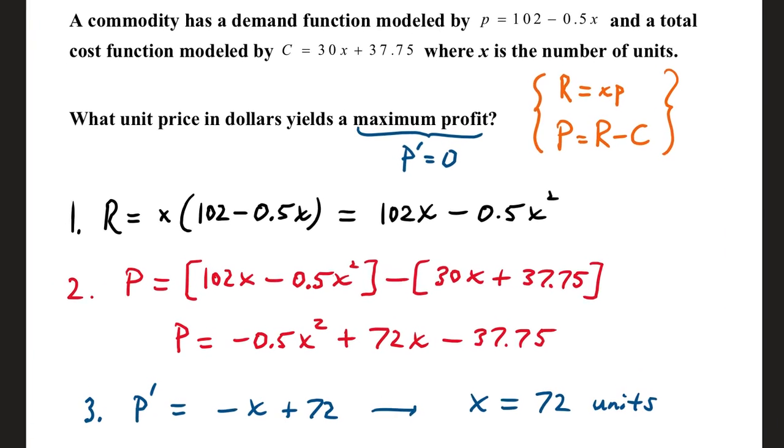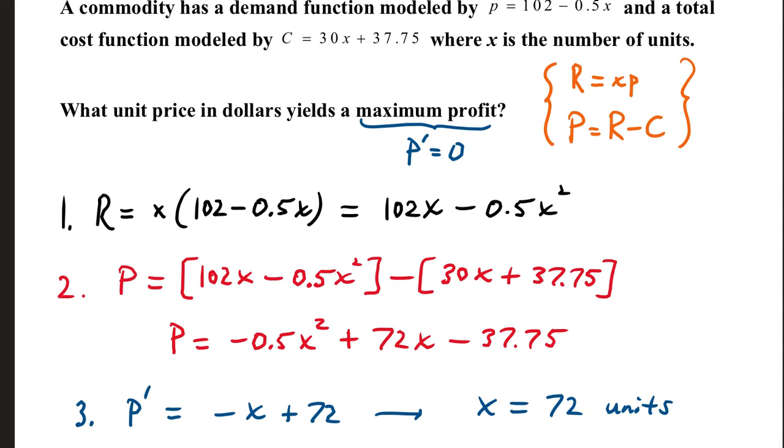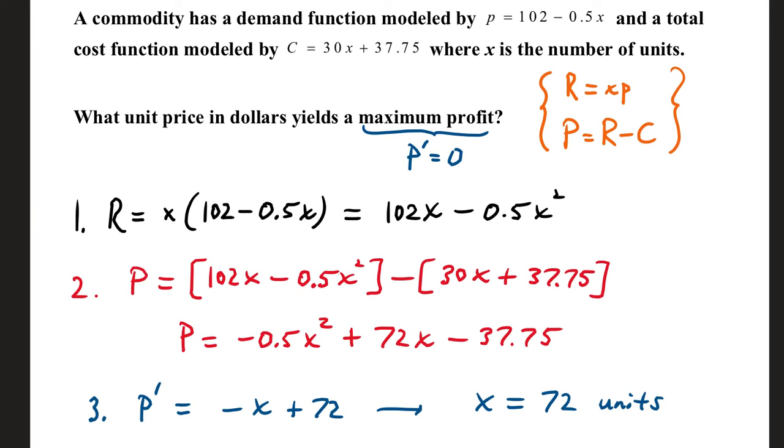Let's do one more like that just for the extra practice. A commodity has a demand function given by 102 minus 0.5x and a total cost function modeled by capital C equals 30x plus 37.75. X is still the number of units produced. What unit price in dollars yields a maximum profit?